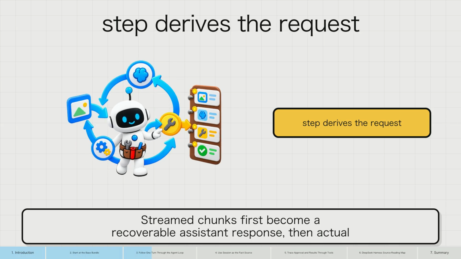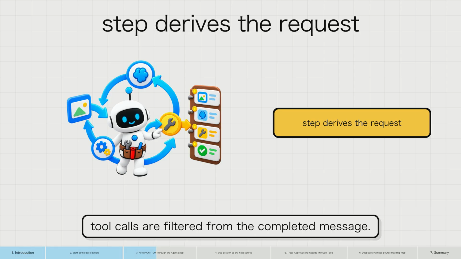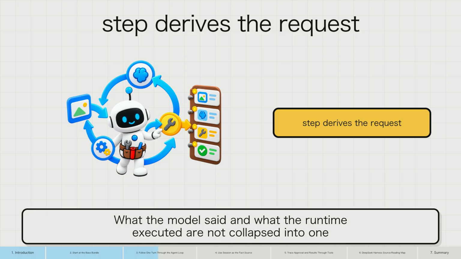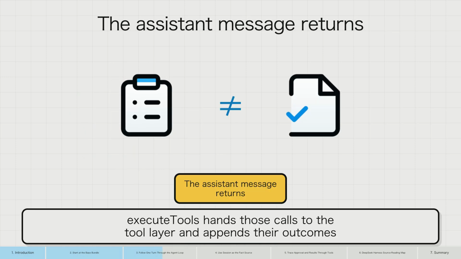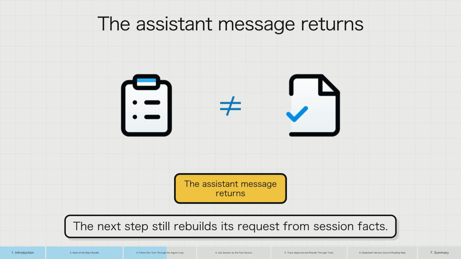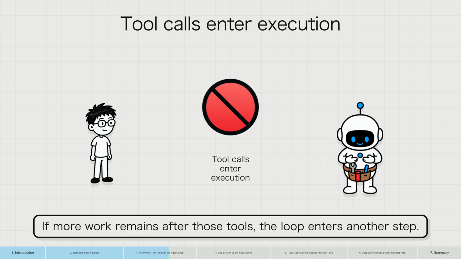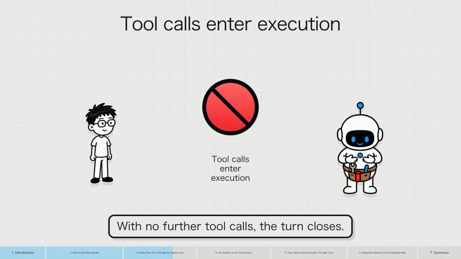Streamed chunks first become a recoverable assistant response, then actual tool calls are filtered from the completed message. What the model said and what the runtime executed are not collapsed into one transient callback. Execute tools hands those calls to the tool layer and appends their outcomes to the session. The next step still rebuilds its request from session facts. If more work remains after those tools, the loop enters another step. With no further tool calls, the turn closes.